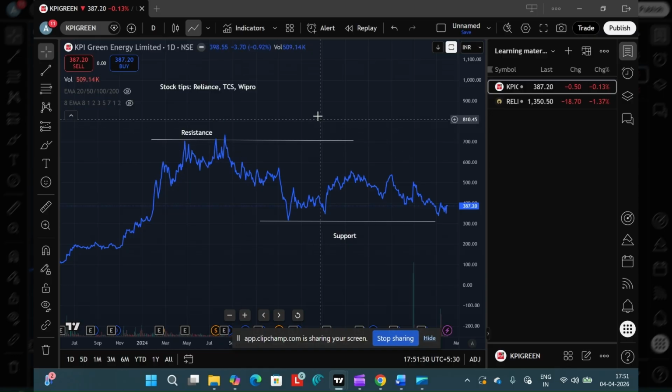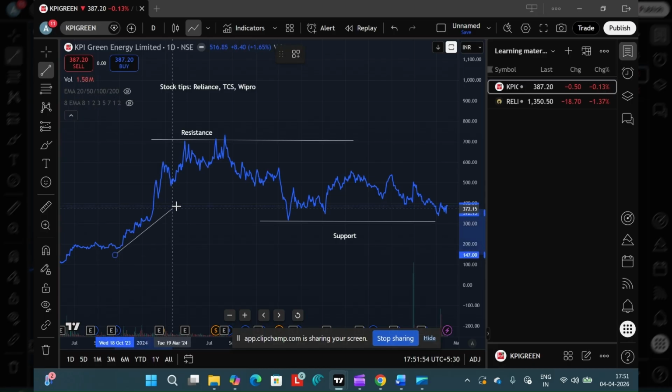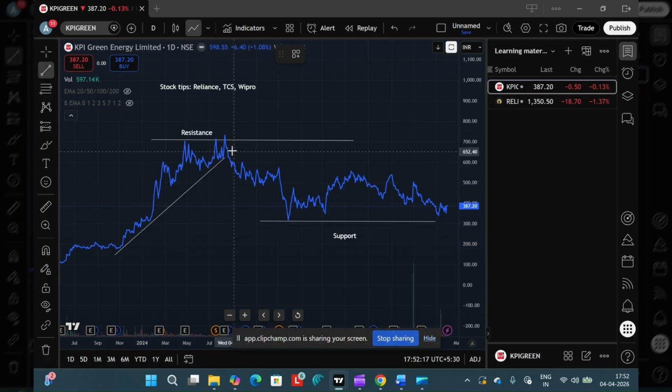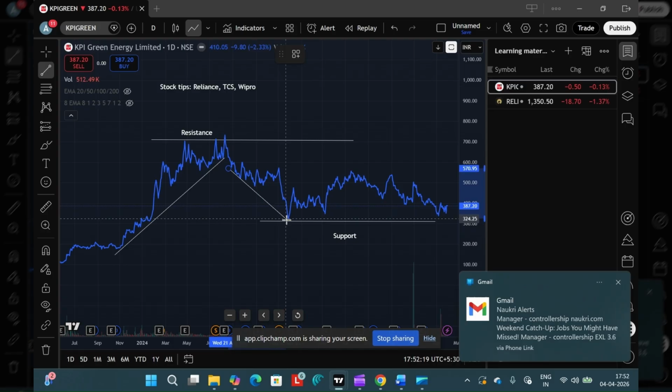Now let's take the example of KP Energy Limited. You can see from 2023 to August 2024, the stock is in a strong uptrend. But in this uptrend, you can see at levels of around 700, a resistance is being formed. It's not able to cross that level. It has tried around 4 times, but it failed. And subsequently, it was followed by brutal selling in the stock.